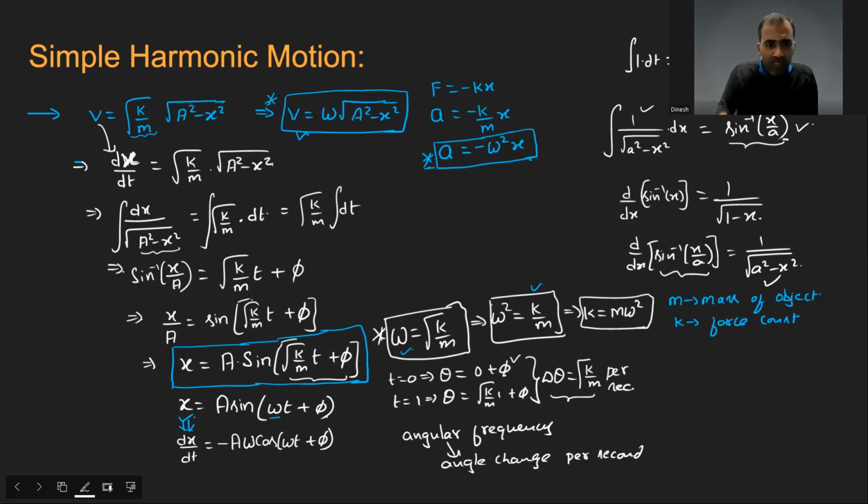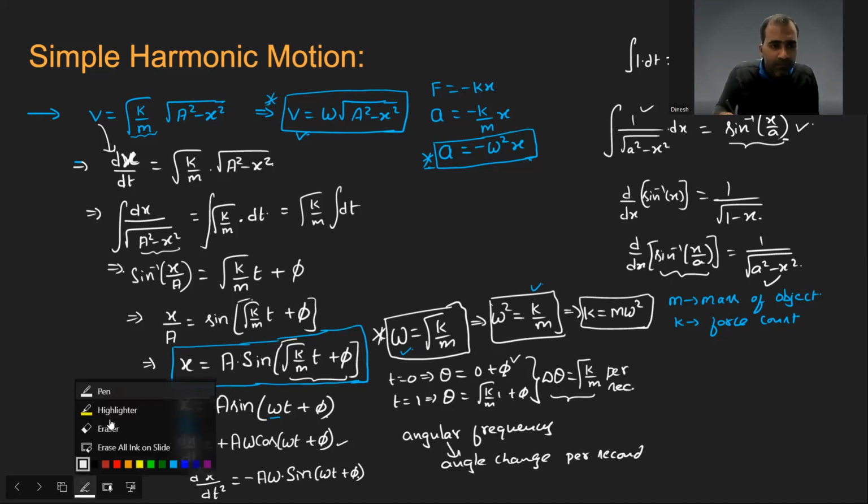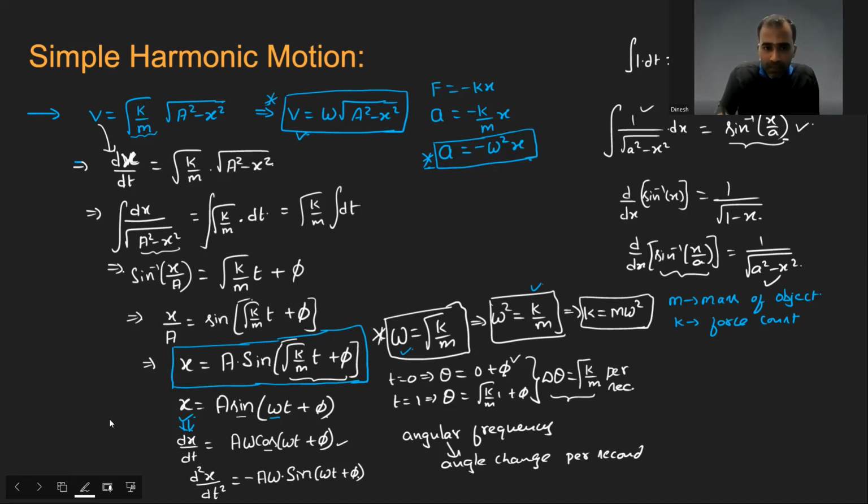Now I'm differentiating it once again. Minus a omega into cos, differentiation is sine, of omega t plus phi. Sorry, my mistake. Sine differentiation is cos, plus cos. Cos differentiation is minus sine, right? Is it okay? Yes. Sine differentiation is cos. Cos differentiation is minus sine. And once you differentiate cos, it becomes sine of omega t plus phi.